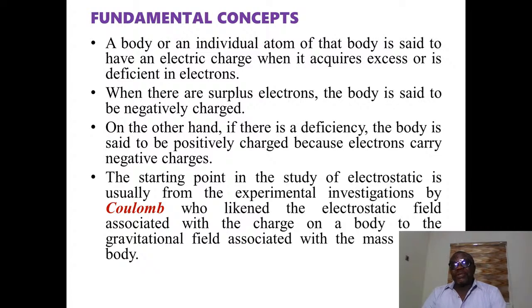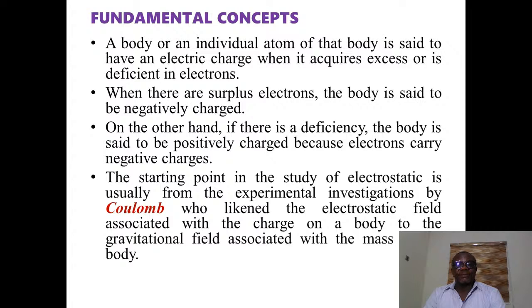So we start with the fundamental concept. We say a body or an individual atom of that body is said to have an electric charge when it acquires excess or is deficient of electrons. When there are surplus electrons, the body is said to be negatively charged. On the other hand, if there is a deficiency, the body is said to be positively charged because electrons carry negative charges.